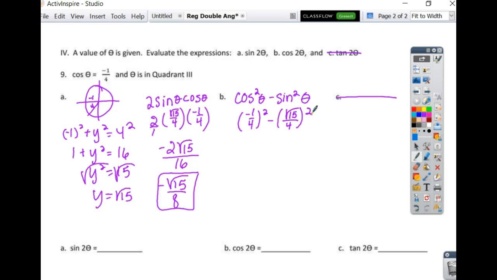Square gets rid of the square. For the future, sine is always going to be this one. Cosine is going to be this one.